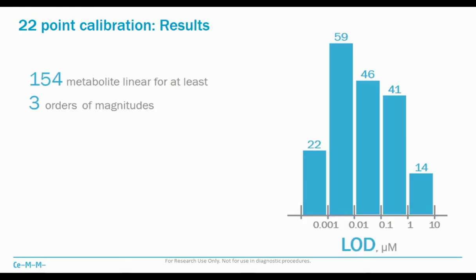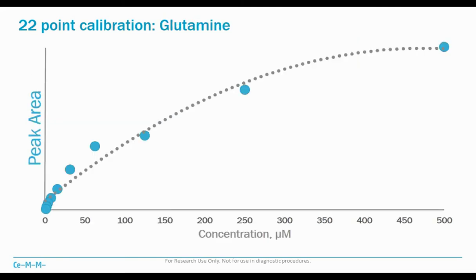Then we looked at the results, and what we saw is that for more than 150 metabolites, the linear range was really good. It was across 3 orders of magnitude. And for the majority of compounds, the limit of detection was below 0.1 micromolar. So it was a really sensitive method that we had here.